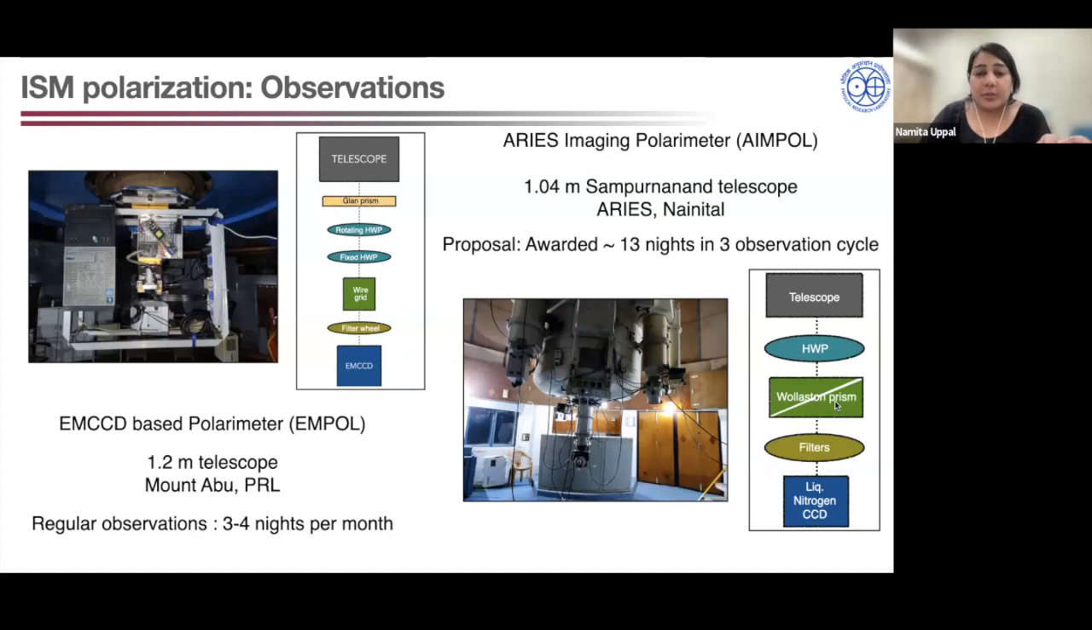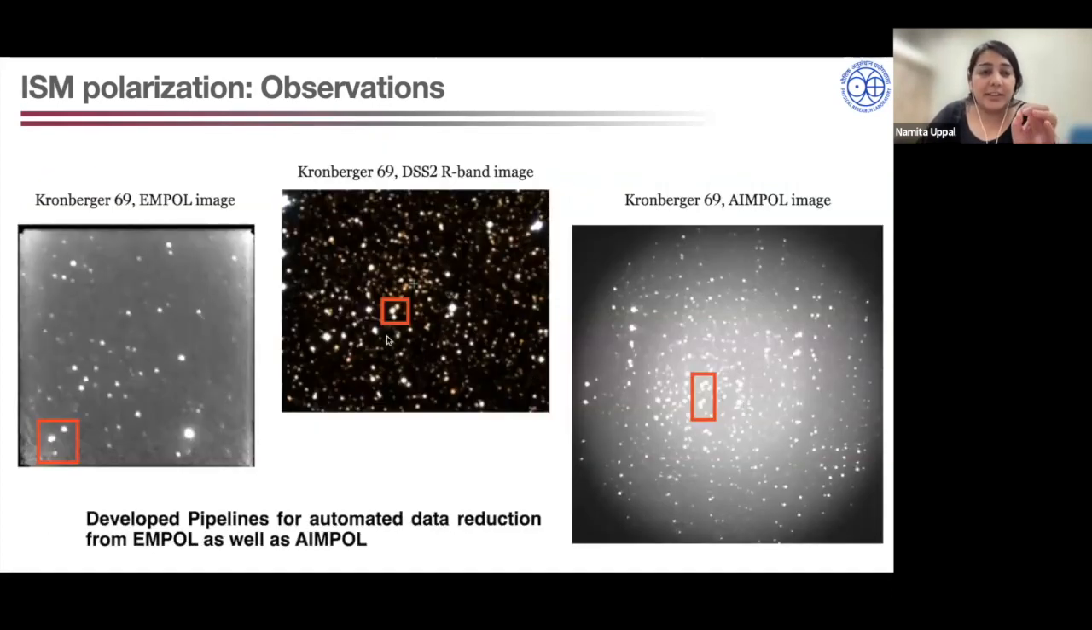So in order to appreciate the difference between the two instruments, here I am showing an image of a cluster which we have observed from both the instruments. And this is the Kronberger 69 DSS R-band image, which is from a photometric survey. And this is the image from the EM-POL of the same cluster. And this is the image for the AIM-POL observation of this cluster.